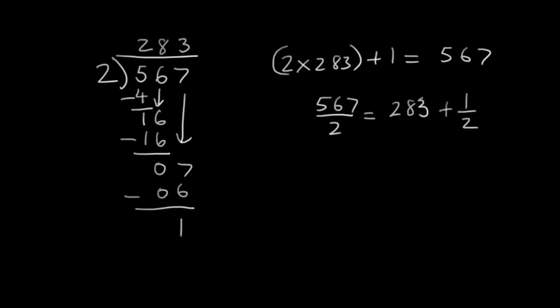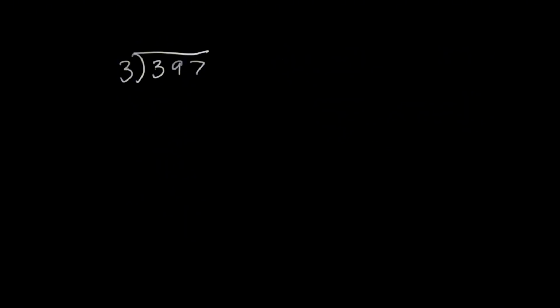7 minus 6. Now where did I get this 1/2 from? You take the remainder and you divide it by the divisor. 3 goes into 3 one time. Bring down the 9. 3 goes into 9 3 times. 9 minus 9 is 0.